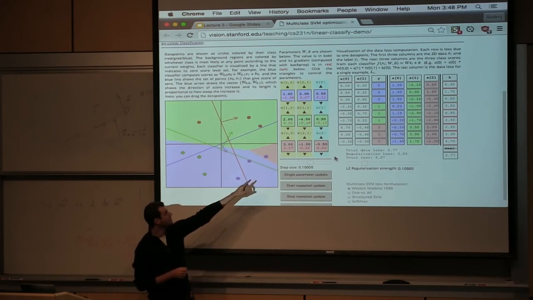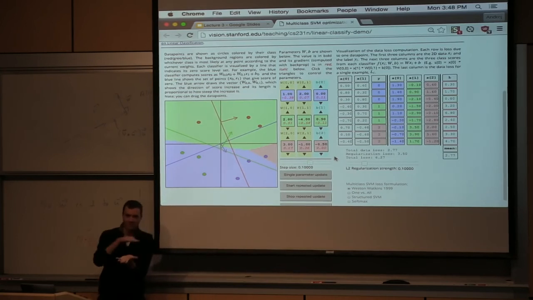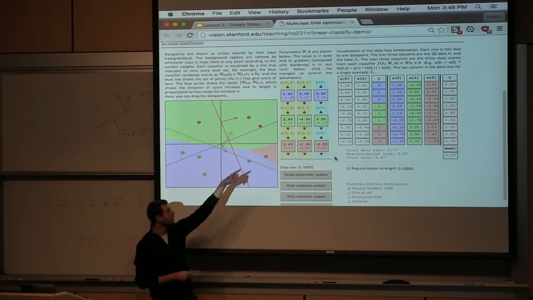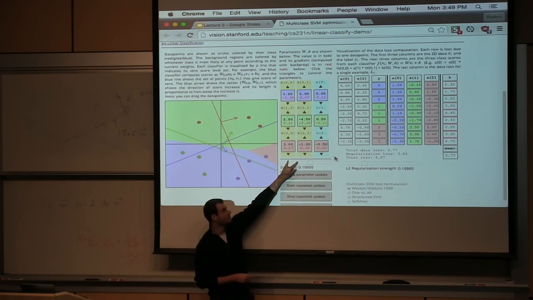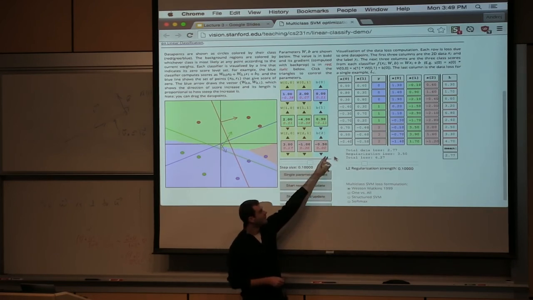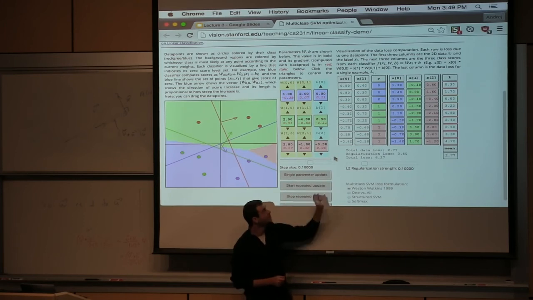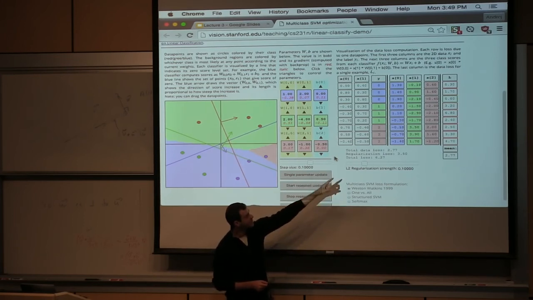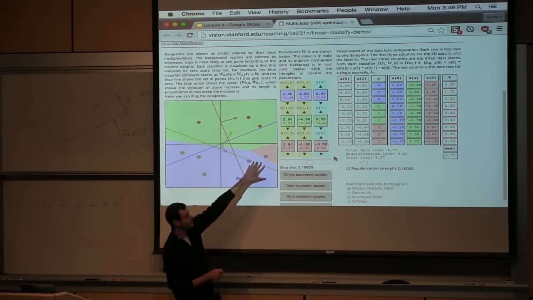Here's our W matrix. As you recall, the rows of that W matrix are the different classifiers. So we have the blue classifier, green classifier, and red classifier. And we have the weights for both the X and the Y component, and also the biases. And then here we have the data sets. So we have the X and the Y coordinate of all the data points, their correct label, and the scores, as well as the loss achieved by all those data points right now with this setting of W.